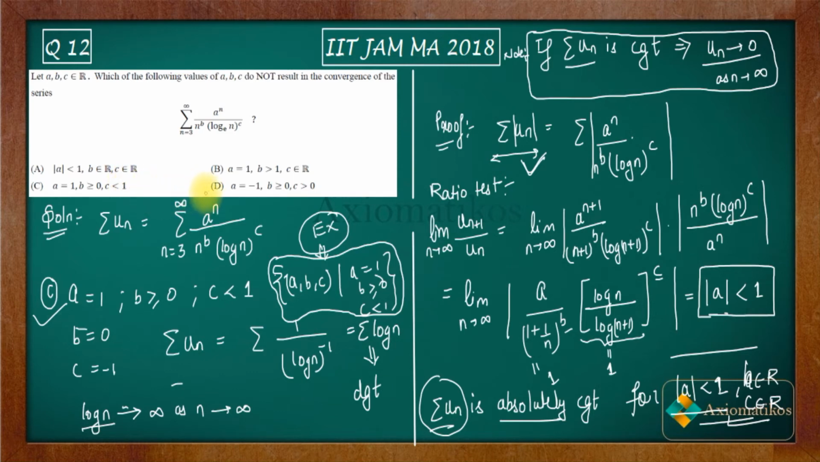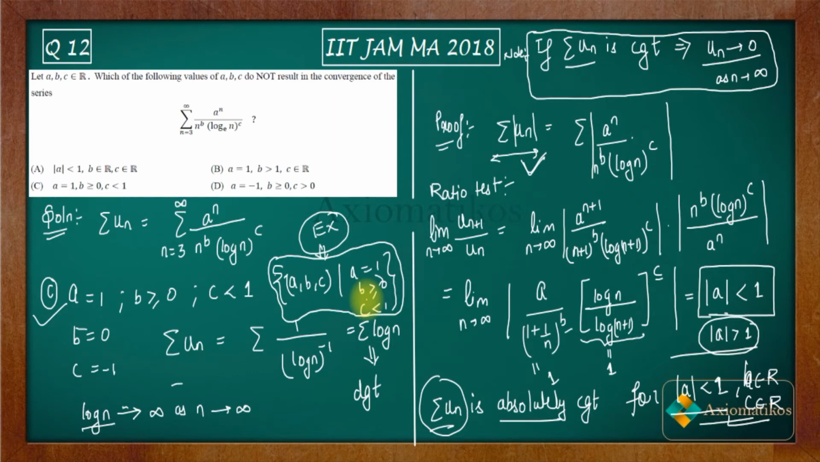Now, you have to check at boundary points. Boundary points means, if you place mod A equal to 1, then what will happen? You know that if mod of A is greater than 1, then the series diverges. The only case when this test actually fails is when mod A is equal to 1. Mod A is equal to 1 means A is equal to 1 and A is equal to minus 1. Are you getting my point?